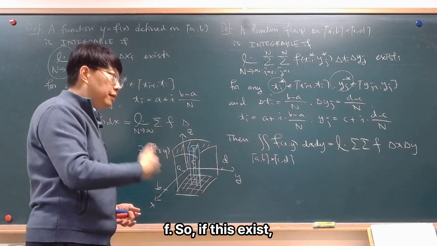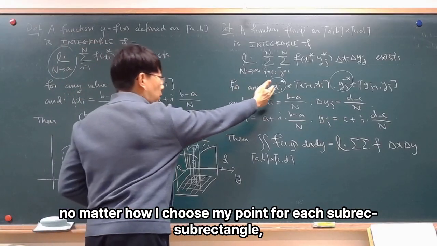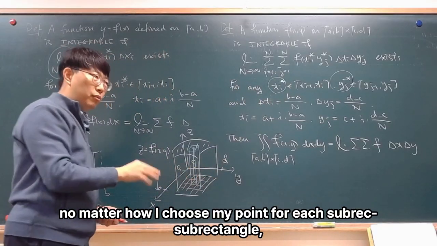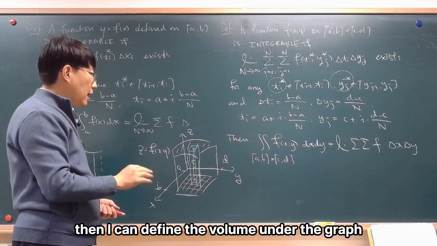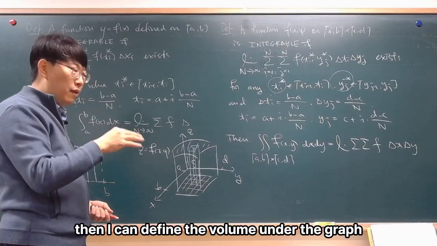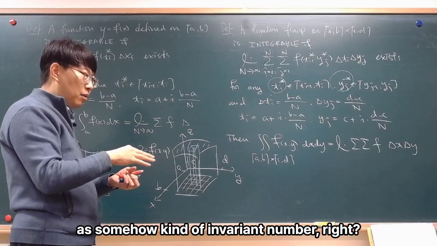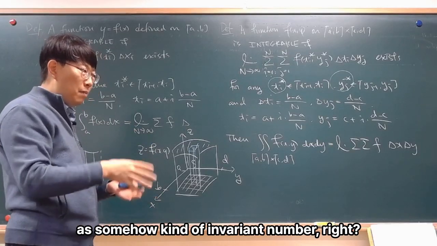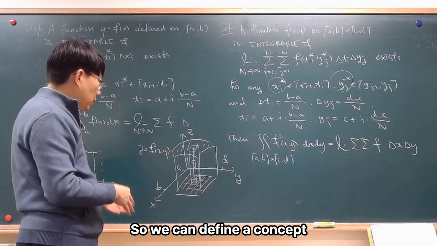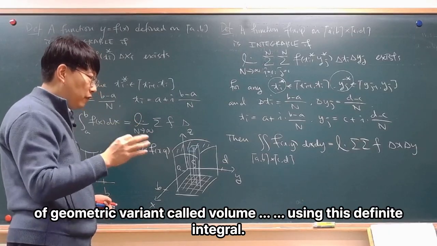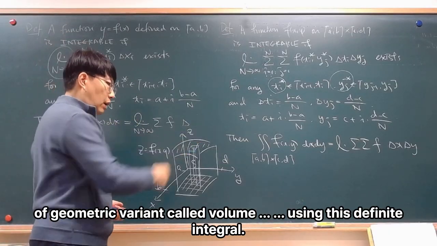So if this limit exists, no matter how I choose my point for each subrectangle, then I can define the volume under the graph as a kind of invariant number, right? So we can define the concept of a geometric invariant called volume using this definite integral.